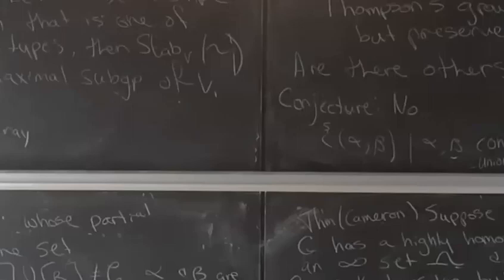Does this work for other Thompson groups? Yeah, I think so. We wrote it just for V, but I think most of the ideas would work fine if you change the degree of the tree. Brin-Thompson might be harder. I have not tried, so I don't know if it works.